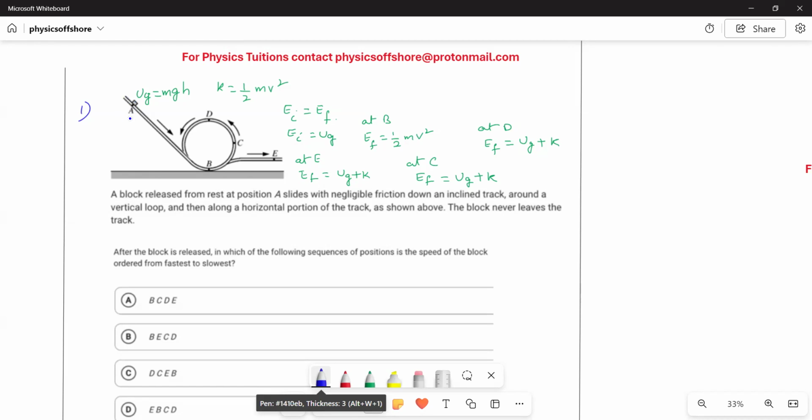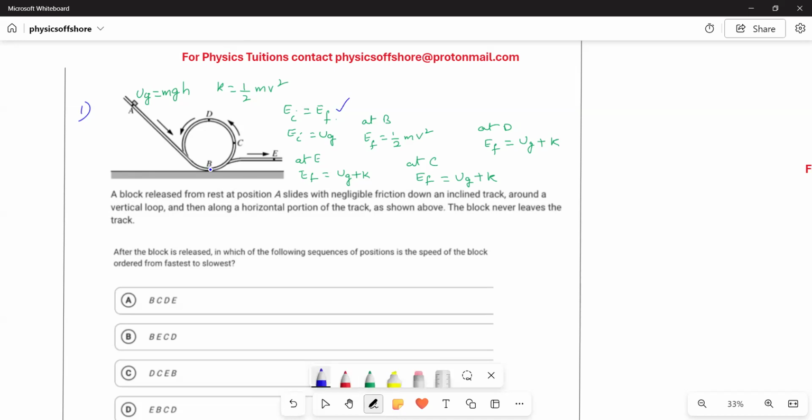So at point A, the block has only gravitational potential energy. This numerical is based on the law of conservation of energy. So the initial energy must be equal to the final energy. E_F is equal to E_I. So E_I is equal to U_G, that means mgh.